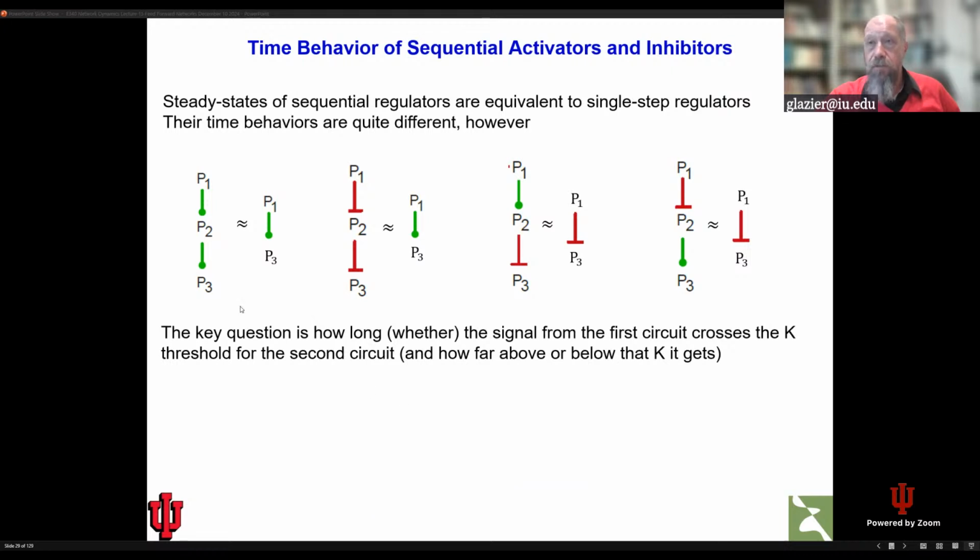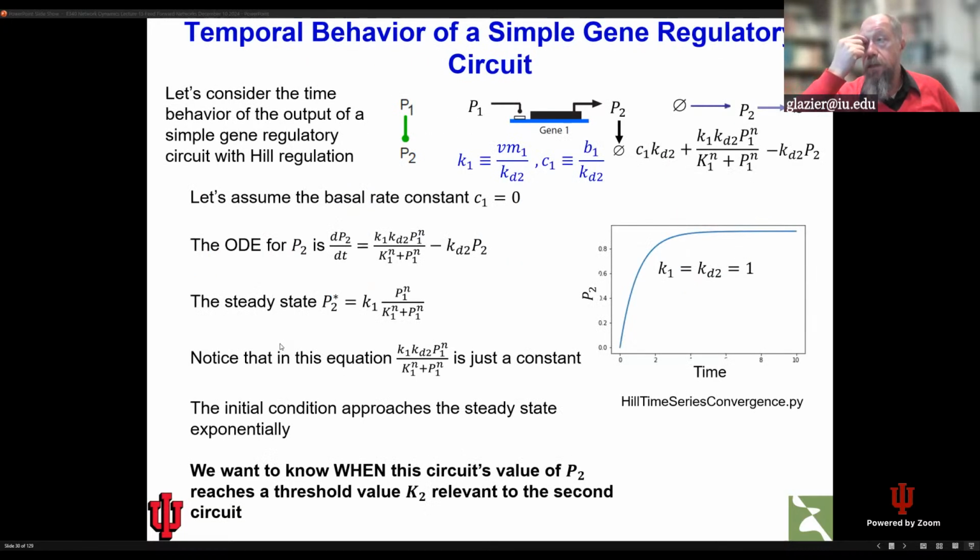And so the key question for these stacked circuits is, if I have P1 exciting P2 and P2 exciting P3, at what time does P2 cross that Michaelis threshold for P3, or does it in fact do it at all? And so we could do that a little bit by looking at the time series. The first thing we're going to do is just look at our single P1 excites P2, and we get something that looks like this.